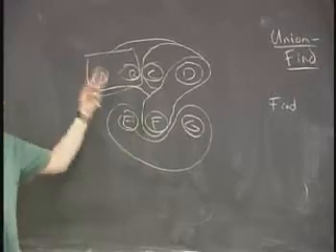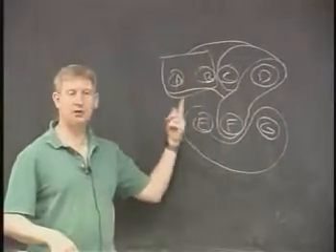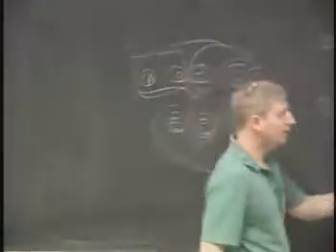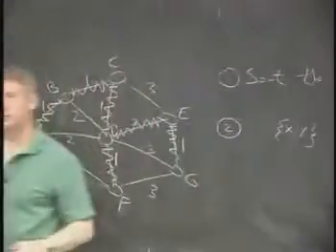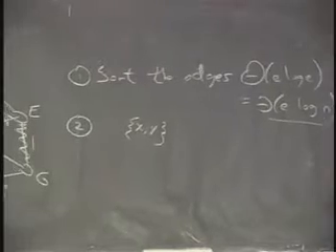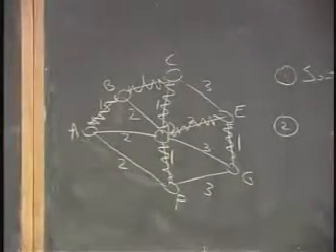Being able to tell what set a particular element is in allows me to answer the question, does X, Y make a cycle? If X and Y are in the same set, then the edge would make a cycle. If they're in different sets, then the edge does not make a cycle.